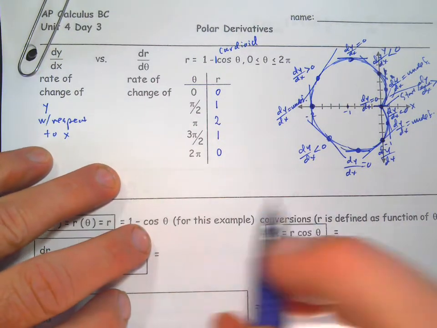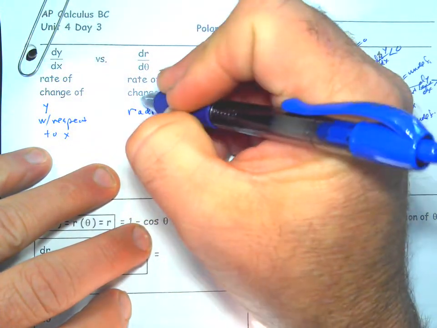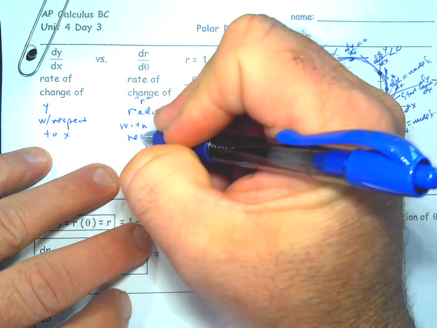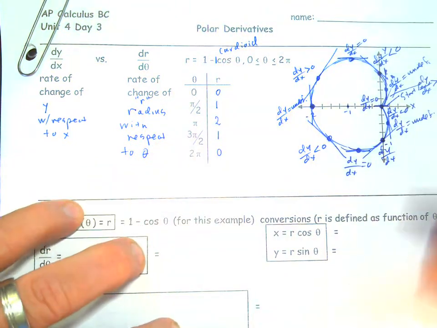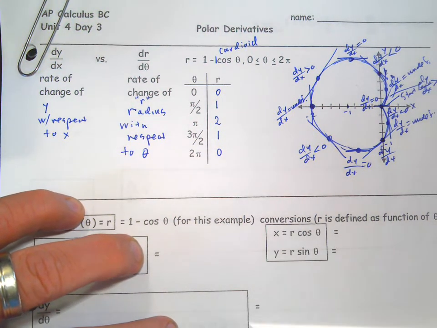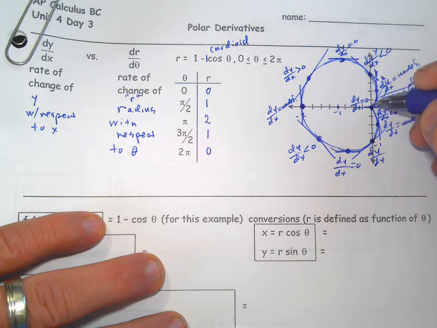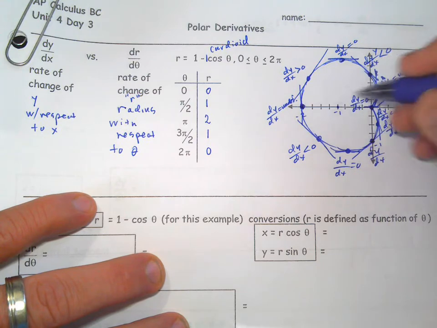Now, dr d theta is going to be the rate of change of r, the radius, right? The radius with respect to theta, the angle. So that means if r is getting bigger as the angle is getting bigger, then that's a positive dr d theta. If the radius is getting smaller as theta gets bigger, that's negative. If we look at this graph at first, the radius is for sure getting bigger, all the way to here, right? As theta is getting bigger.